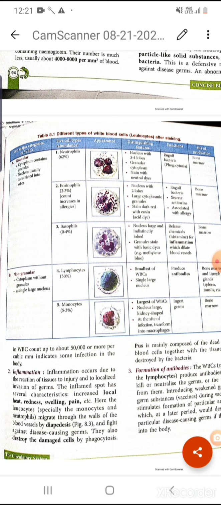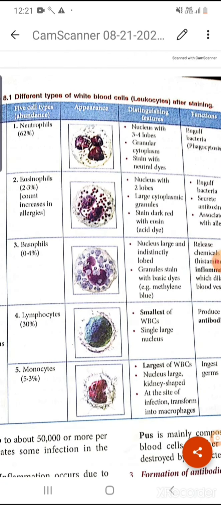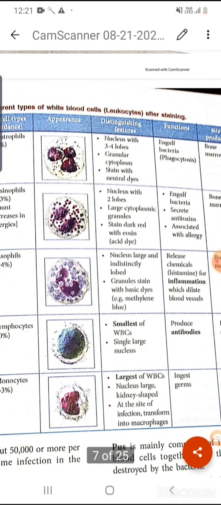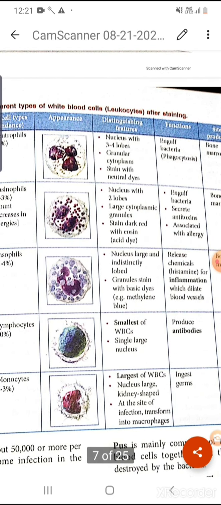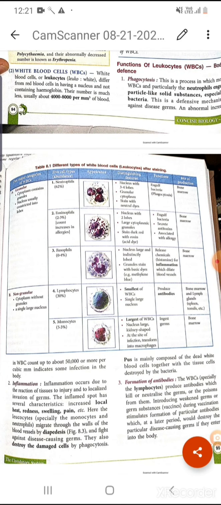In the first diagram, you can see the neutrophils. Neutrophils generally have 3 or 4 lobes. What is the function? They engulf bacteria by the process of phagocytosis, and the originating site is bone marrow.